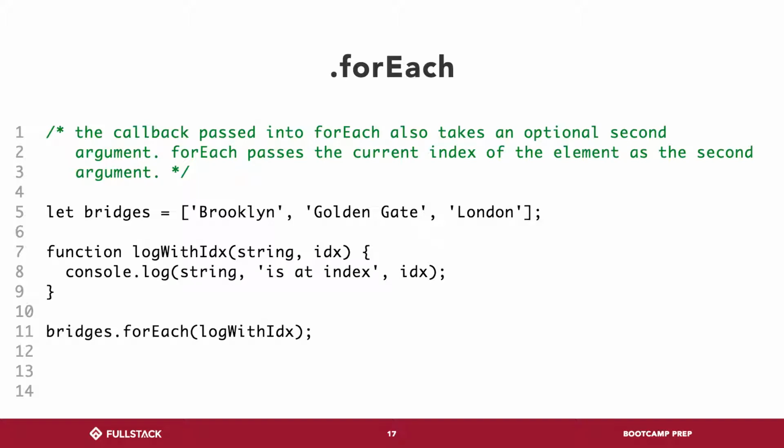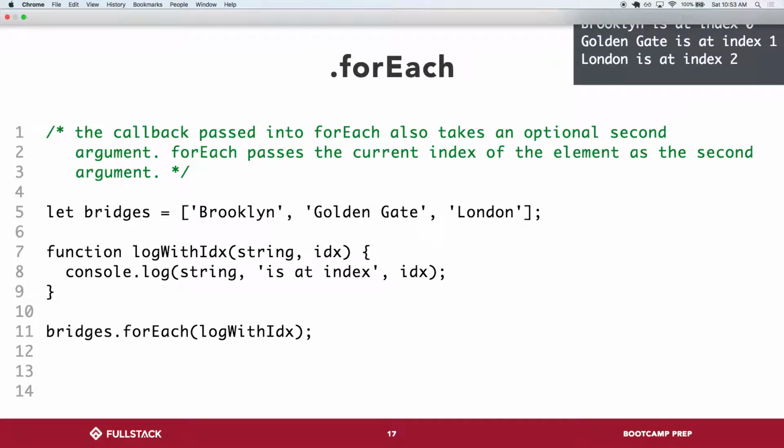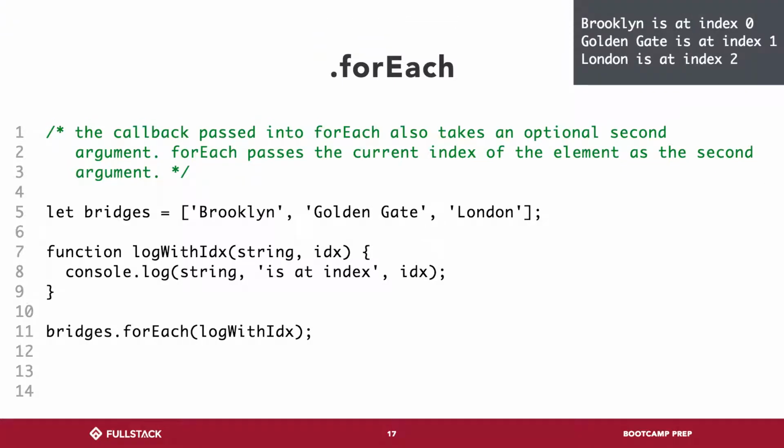So another cool feature of forEach is that in addition to taking this first argument, which it always does, the parameter that the current array element is acting as, it also takes an index, which means if we use our same bridges array and we give it a function that not only logs the array element, but what its index is in the array, we have access to both.